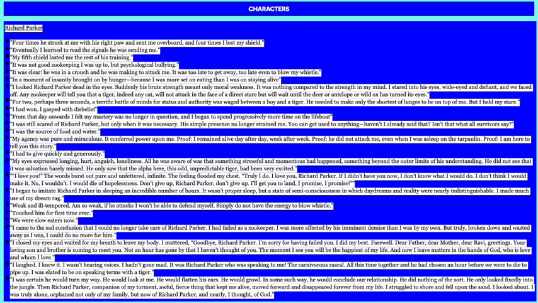Weak and ill-tempered, I'm so weak. If he attacks, I won't be able to defend myself. Simply do not have the energy to blow the whistle.